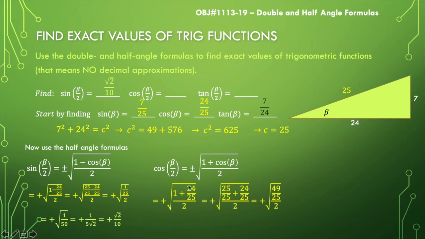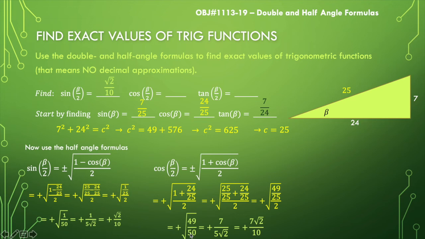So that 1 plus 24 over 25, over 2, is going to become 25 over 25 plus 24 over 25, over 2. And then this 25 plus 24 becomes 49 over 25, over 2. All right. So again, 49 over 25 divided by 2 is the same as 49 over 25 times 1/2, otherwise known as 49 over 50. Still under that square root, still with a positive. All right, so the square root of 49 divided by 50.